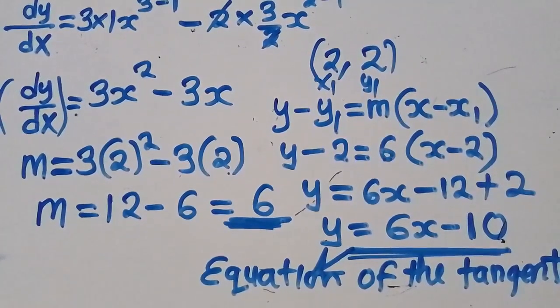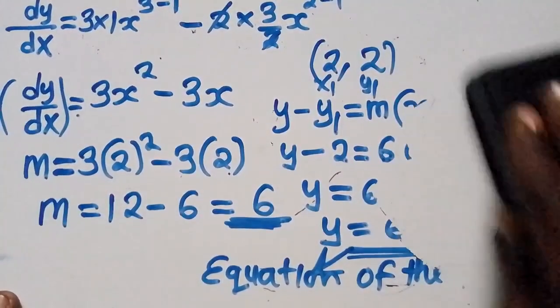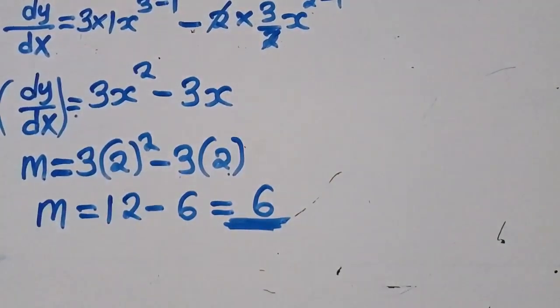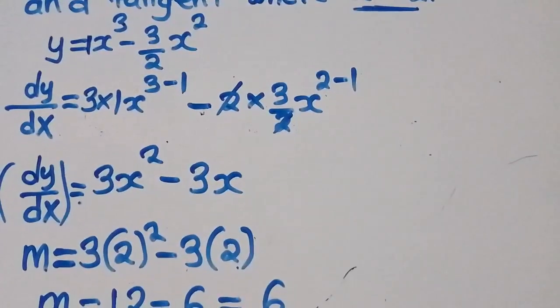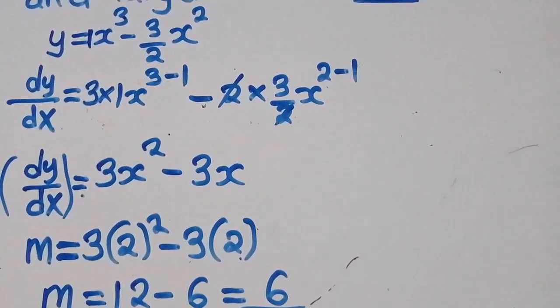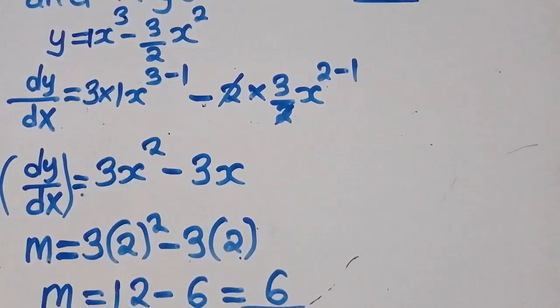We move to the next one. Hope you've seen the equation of the tangent. That's how you need to answer it. Let's go to the equation of the normal. How do you answer the equation of the normal? The equation of the normal and the equation of the tangent are perpendicular to each other, meaning they make a 90 degrees angle.